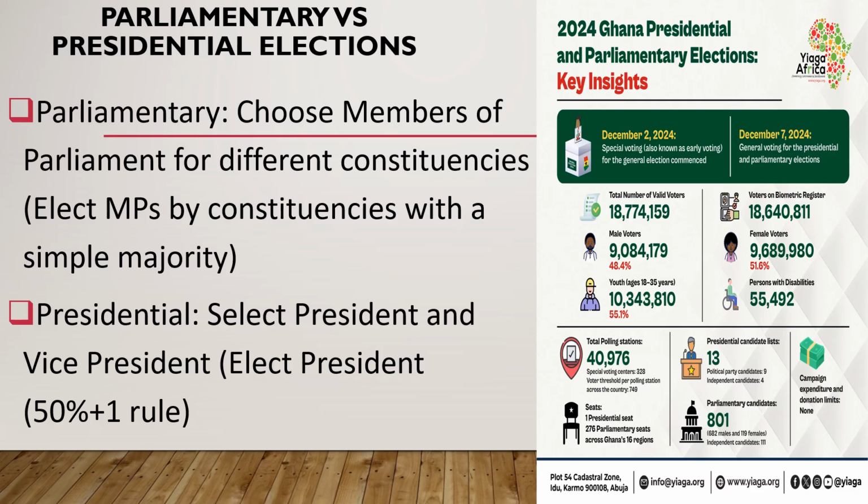Clause 4 addresses the scenario where no candidate obtains the required 50% or more of the vote, where there are more than two candidates. In such a situation, a second election must be held within 21 days after the initial election. But note this, a runoff rule happens over here. In the parliamentary elections, we're not doing a runoff because it's a simple majority.